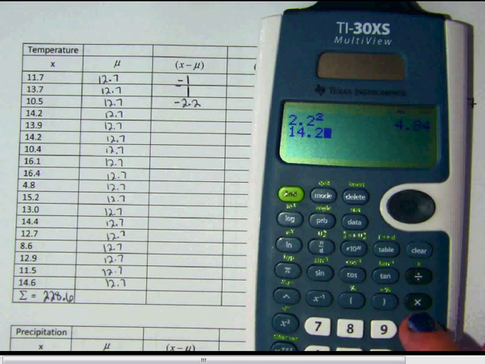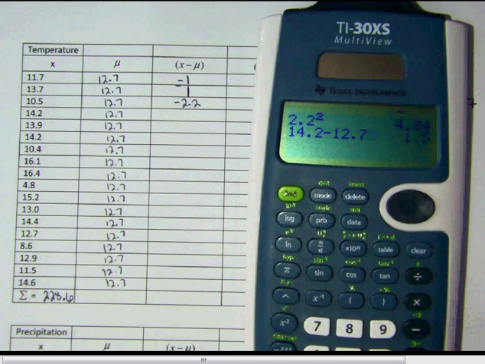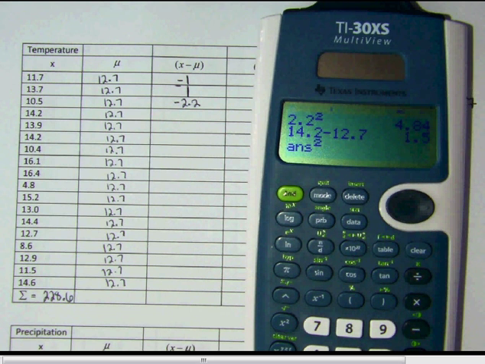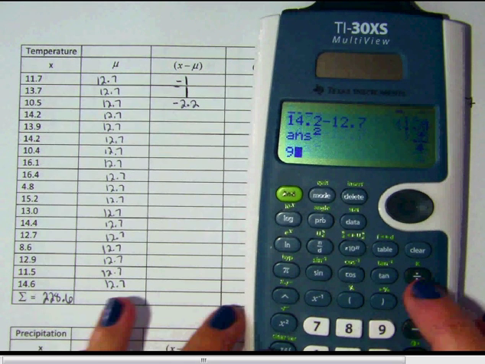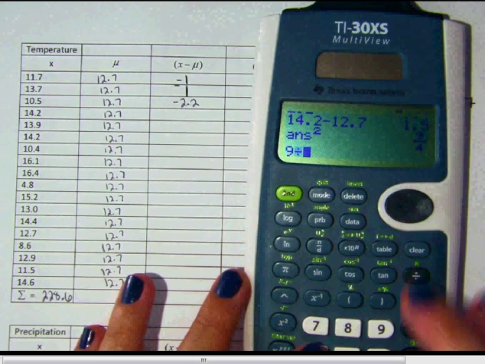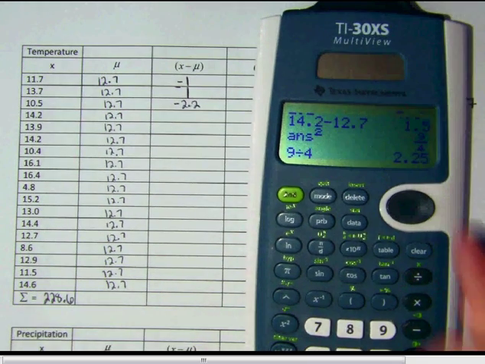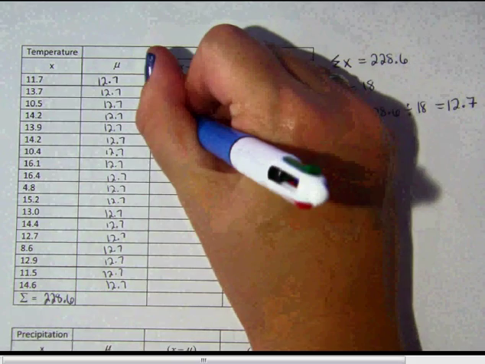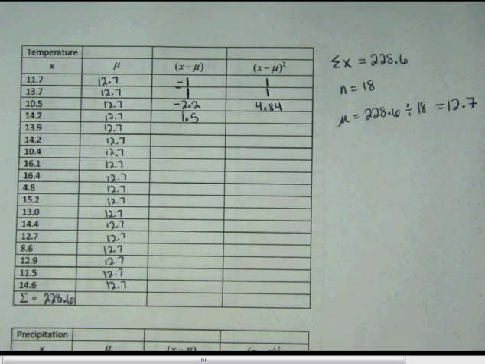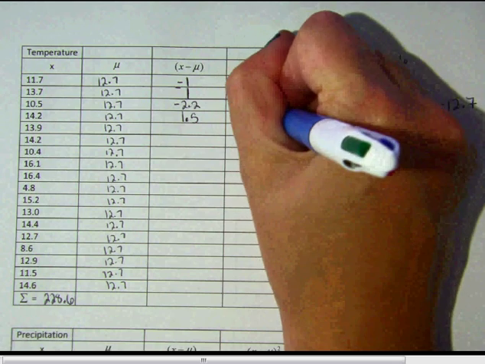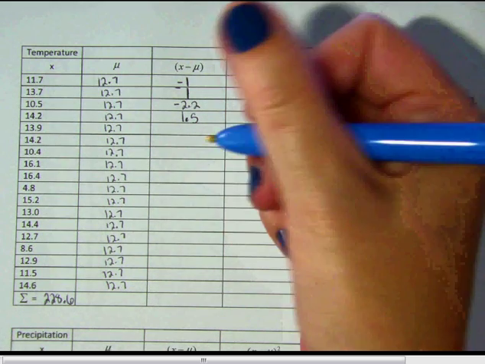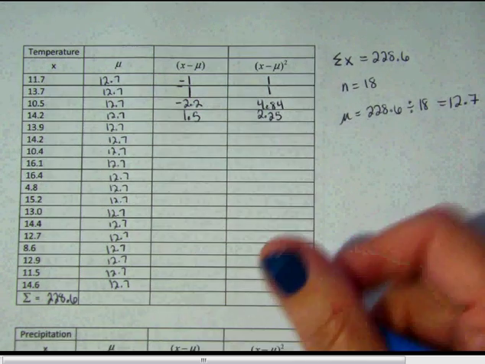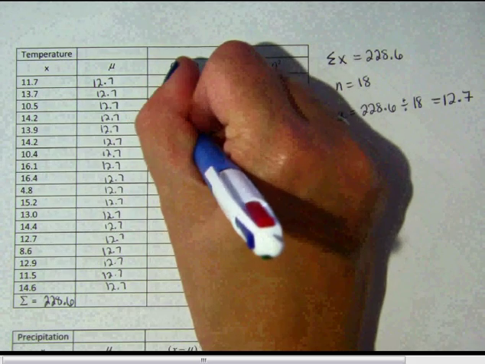14.2 minus 12.7 is 1.5, and 1.5 squared is 2.25. Sometimes the calculator does this, I don't know why. I keep going down the list, and I get 1.2 when I subtract, which gives me 1.44.